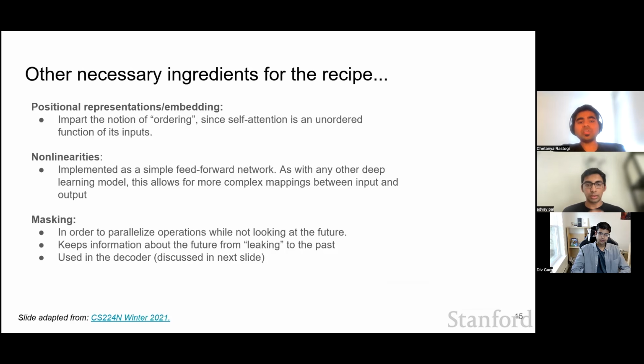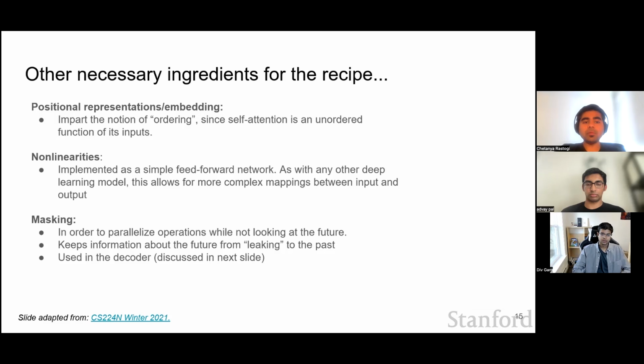Apart from self-attention, there are some other necessary ingredients that make the transformer so powerful. One important aspect is the presence of positional representations, or the embedding layer. The way RNNs worked very well was that since they process the information in a sequential ordering, there was this notion of ordering, right?